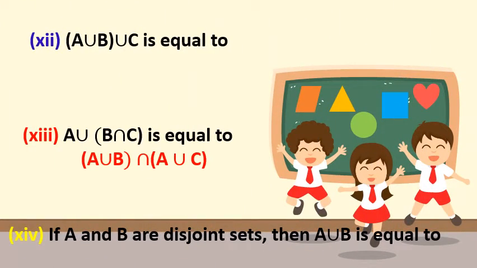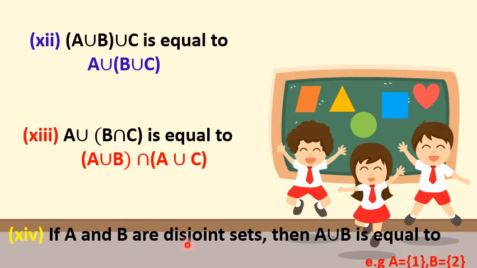Now recognize this property. Which property is this? This is equal to A union (B union C). This is the associative property of union of sets. Then the next one, A union (B intersection C). This is the distributive property of union over intersection. So its answer would be this.